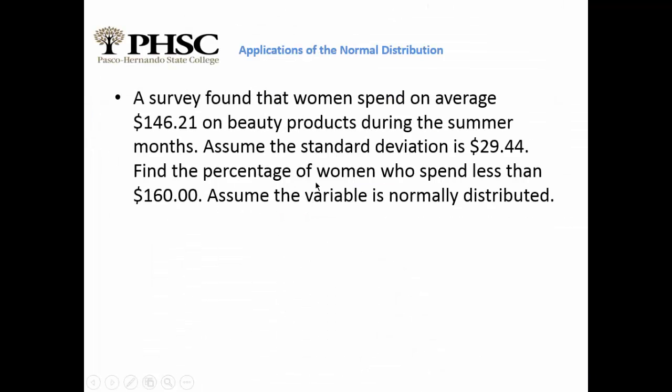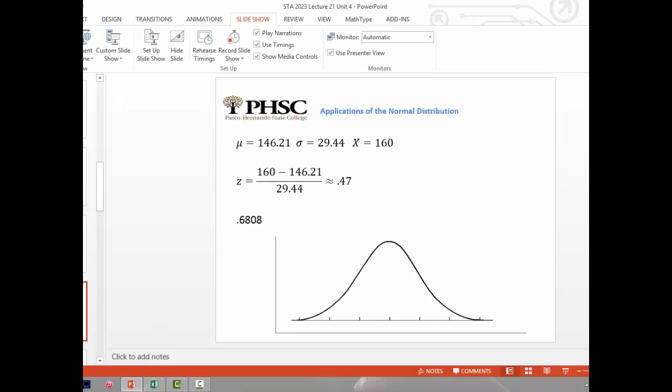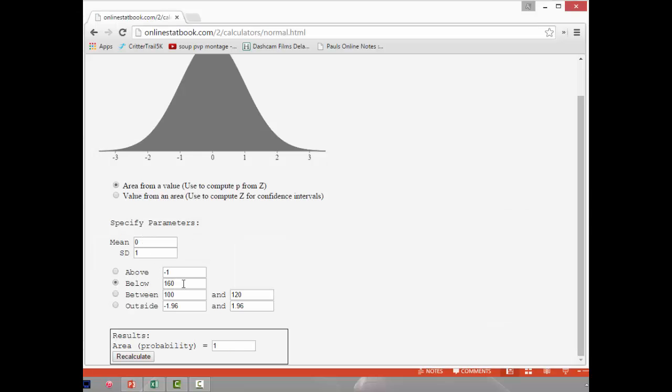Okay, so the next thing is a survey found that women spend on average $146.21 on beauty products during the summer months. Assume the standard deviation is $29.44. Find the percentage of women who spend less than $160. Assume that the variable is normally distributed. So this is the assumption that we have to make, that the variable that we're looking at right now is in fact normally distributed. So here we have the information. So our z-score is 0.47. So I'm looking for the probability that the z-score is below 0.47. And doing that, I get an answer of about 68%.